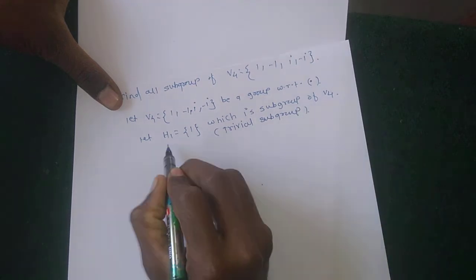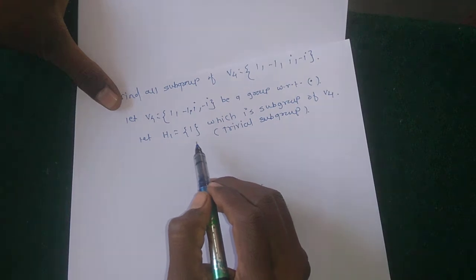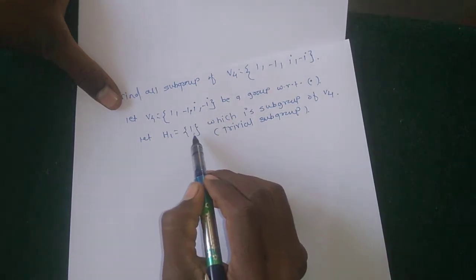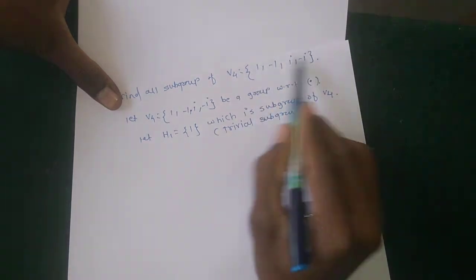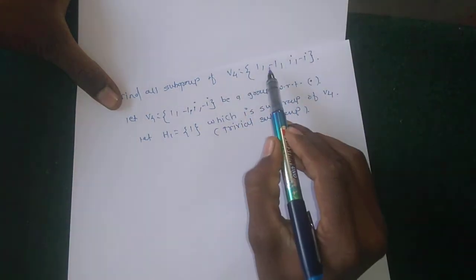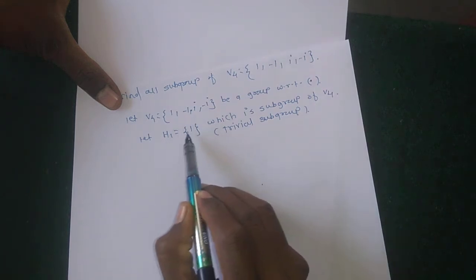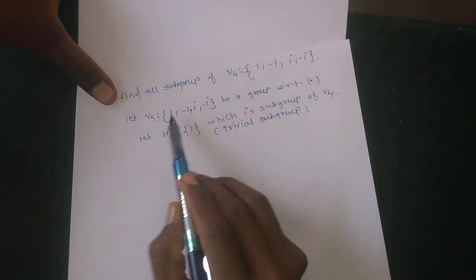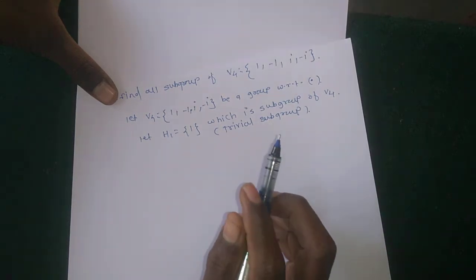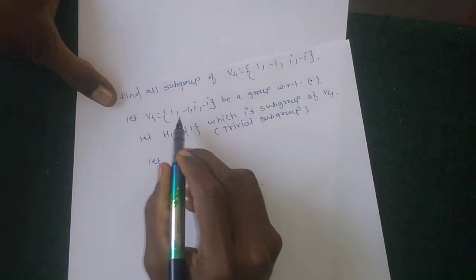This is a trivial subgroup because the set containing only the identity element is a subset of this group, and it is a subgroup also. This set means the identity alone, and the group itself means the whole set. These are the trivial subgroups of any given group G. Let this be one subgroup of this set.